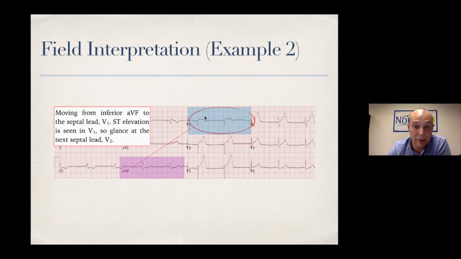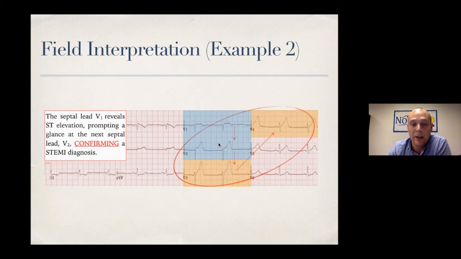Some people call this septal lead, some people call this one of the anterior leads. You move down. So I can see ST elevation here. That's confirmatory. I could keep moving down. I can see it here. It's confirmatory. And this is a huge hyperacute T wave here. So that's confirmatory too.